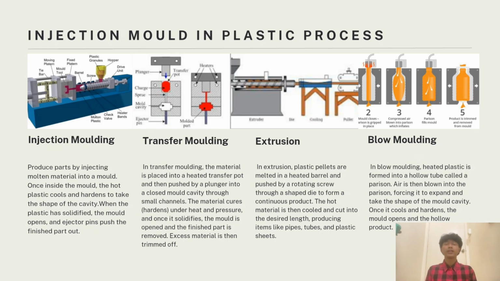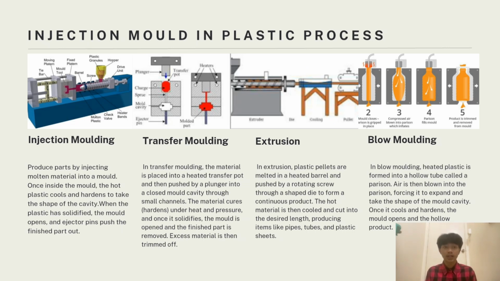Firstly, we have injection molding. Injection molding is used to produce parts by injecting molten material into a mold. Once inside the mold, the hot plastic cools and hardens to take the shape of the cavity. When the plastic has solidified, the mold opens and ejector pins push the finished part out.